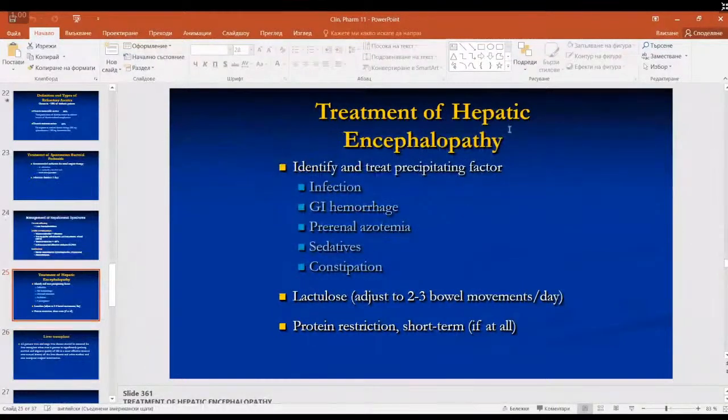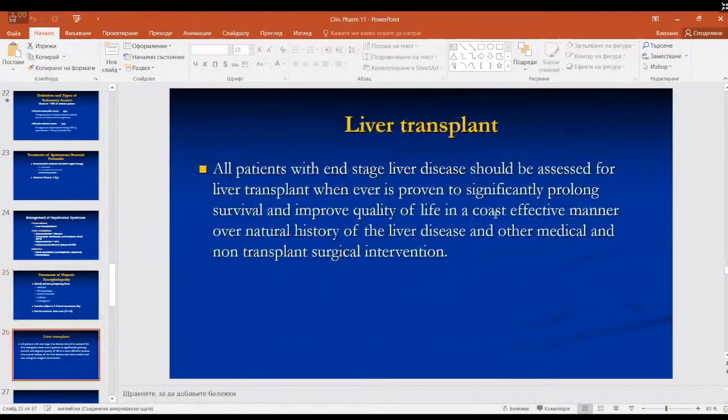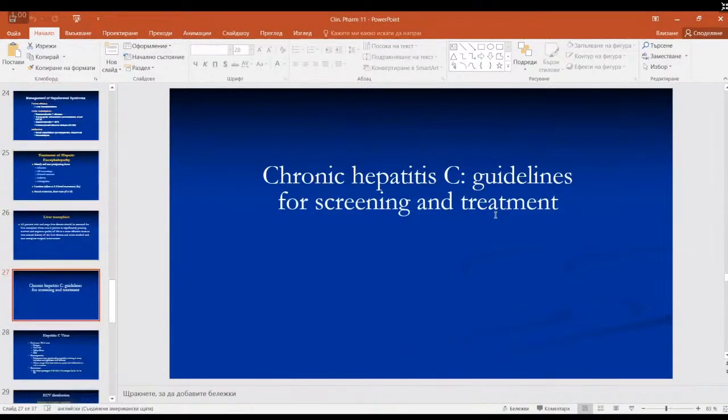Treatment of hepatic encephalopathy: lactulose is used in order for the patient to have at least 2 to 3 bowel movements a day. This is in order to get rid of the pre-renal azotemia. And again, liver transplantation is the only definitive therapy.